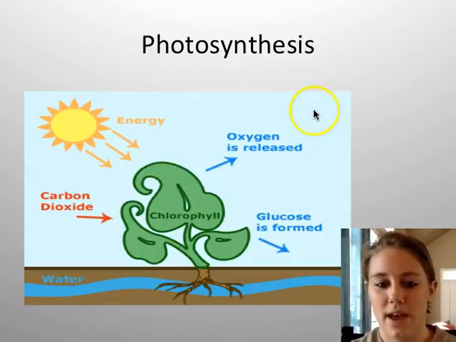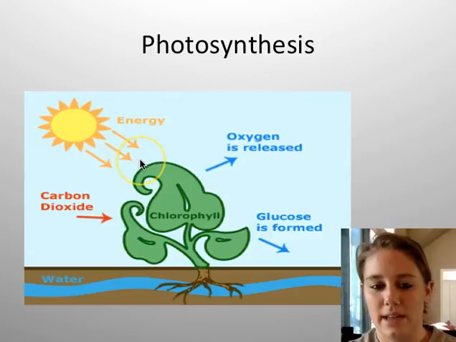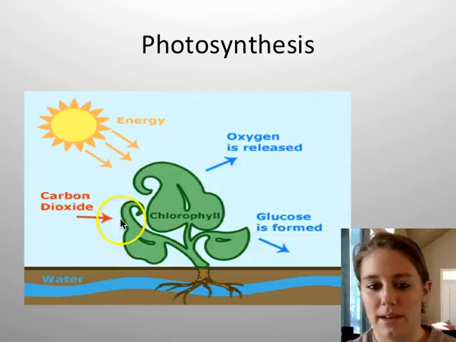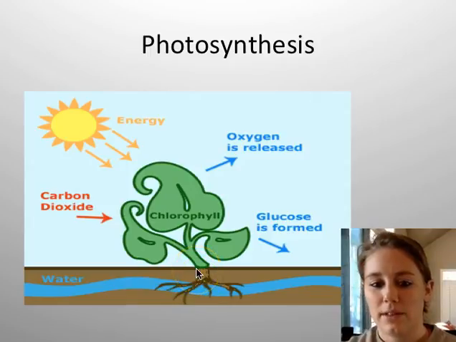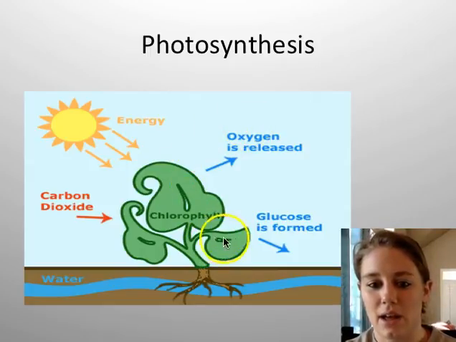So if we have a plant here, one arrow that's pointing in is energy, so plants need sunlight. They also need carbon dioxide, and they need water, which is entered through the roots. Photosynthesis happens in plants, but specifically it happens in the chlorophyll, which is in the cell organelle chloroplast. And once that happens, oxygen is released into the air and glucose is formed.